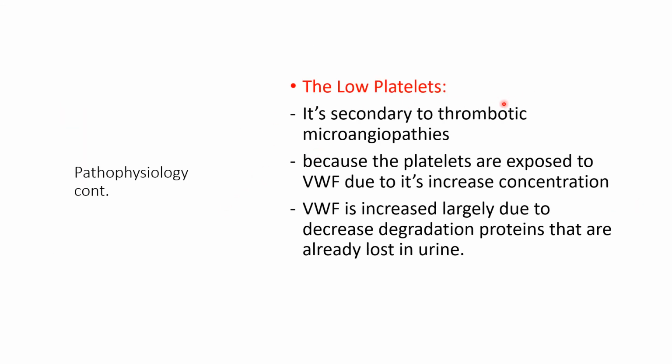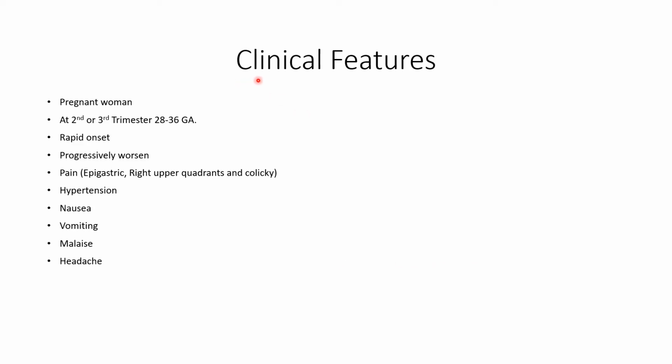Now, the low platelets. It is secondary to thrombotic microangiopathies because the platelets are exposed to von Willebrand factor due to its increased concentration. Von Willebrand factor is increased largely due to decreased degradation proteins that are already lost in the urine. Now, the clinical features of HELLP syndrome.